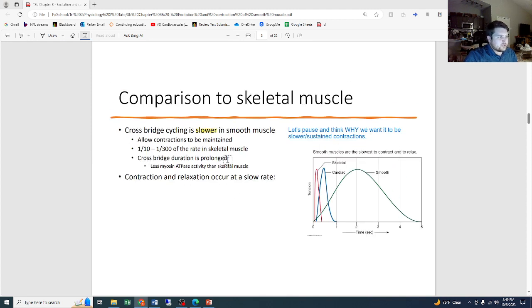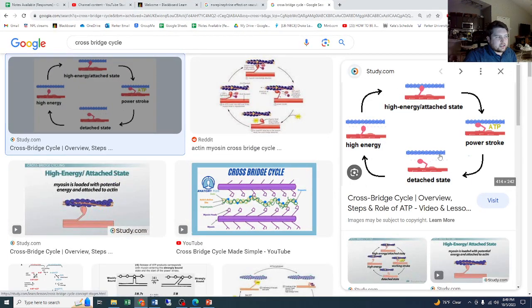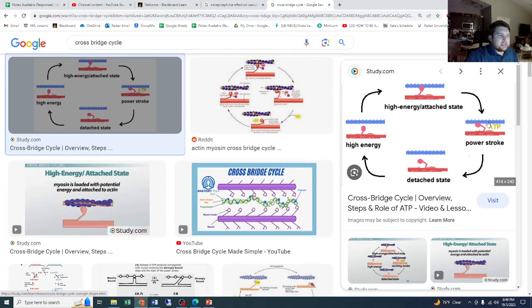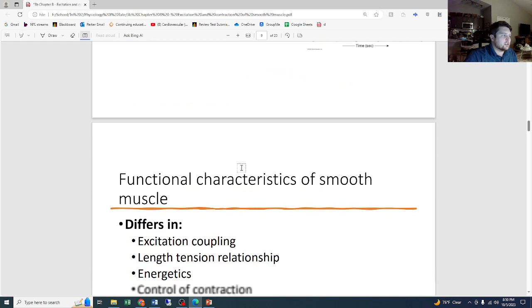As well, that cross-bridge duration is prolonged, meaning it's less often that we detach the myosin and actin. First of all, that is due to there being less myosin ATPase activity. Remember, we need ATP to come in and bind in order to detach. So because there's less ATPase activity, there's going to be less detaching of the myosin off of the actin. So that contraction and relaxation occur at a slower rate.